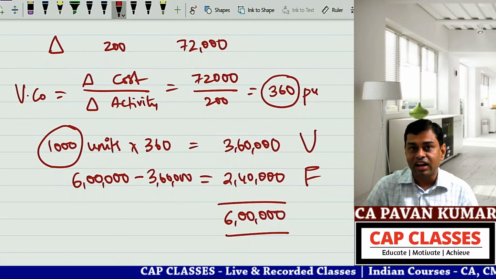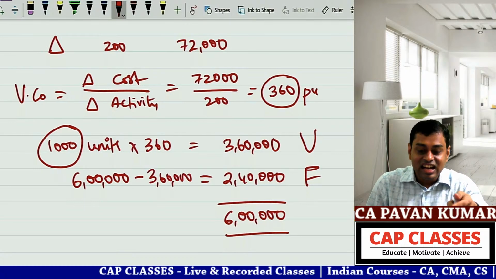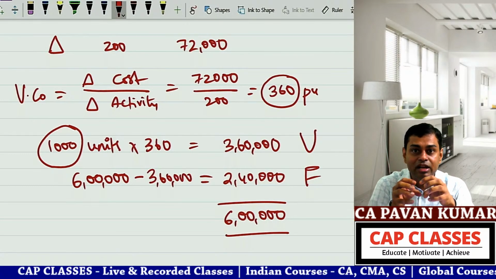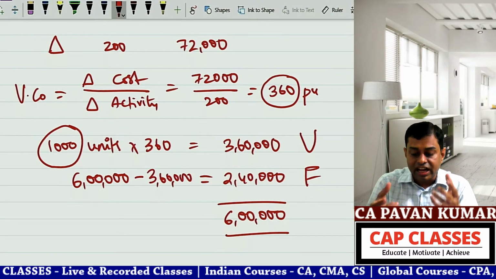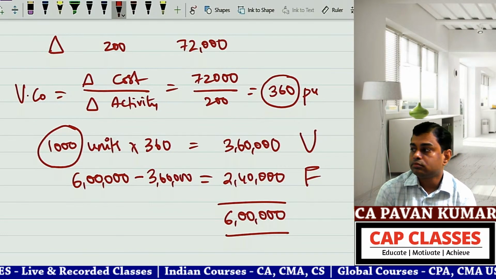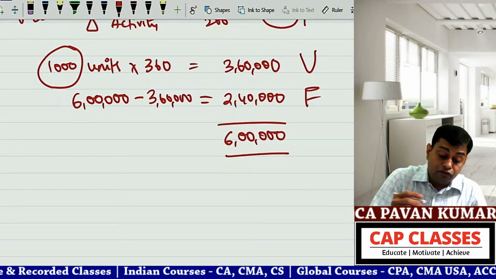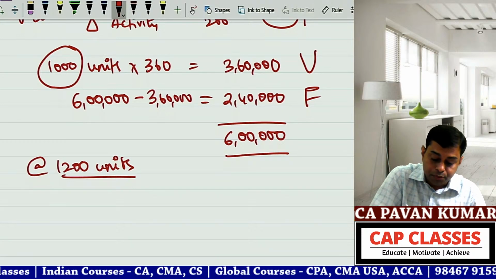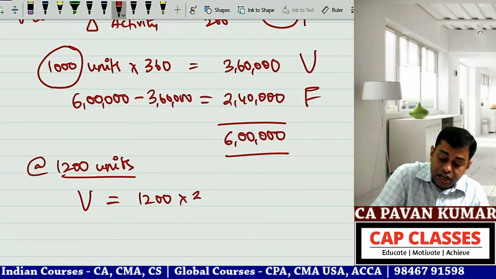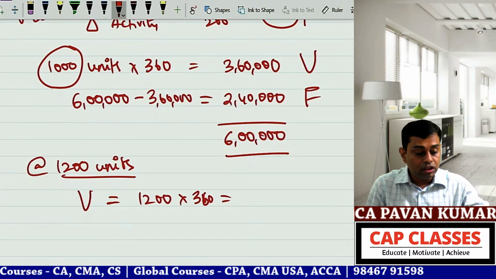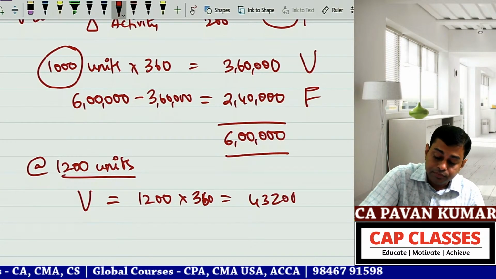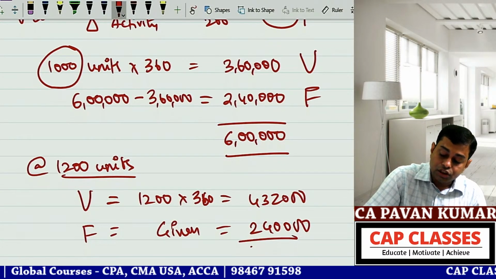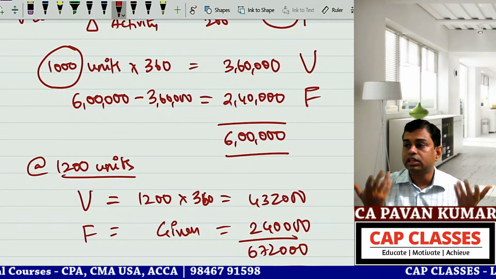Now I tell you one interesting thing. First we did one ICA example, reverse engineering, that I converted into a case study. To explain how to split semi-variable cost into variable cost and fixed cost, I have taken the same example. Now look here, at 1200 units production, variable component is 1200 into 360, that is 4,32,000. Then fixed component we already calculated as 2,40,000. Add this, it is 6,72,000, which is what is given in the question. Khatam.